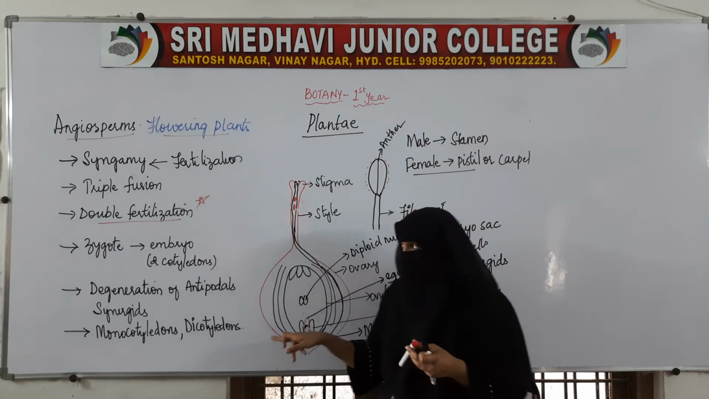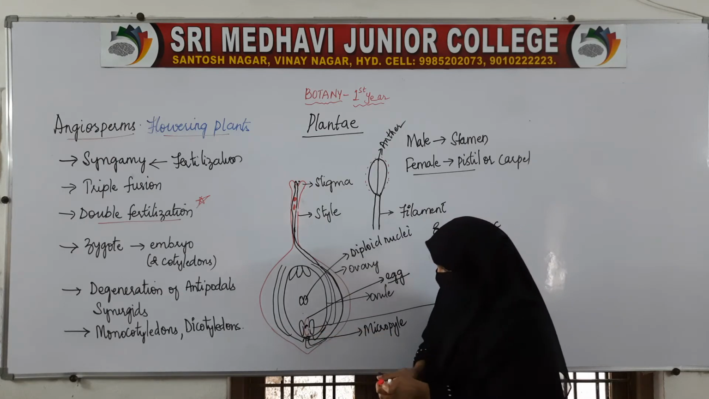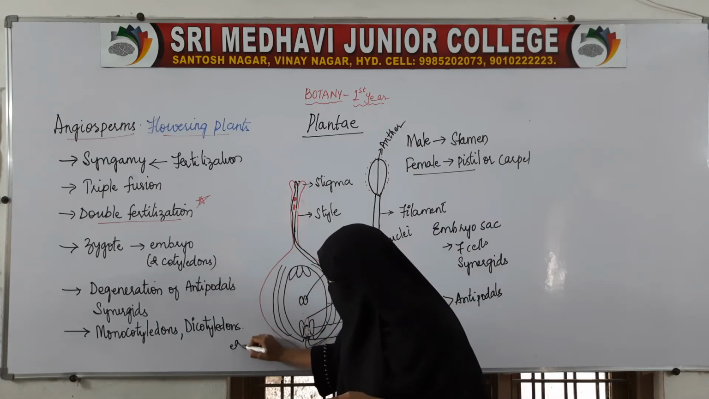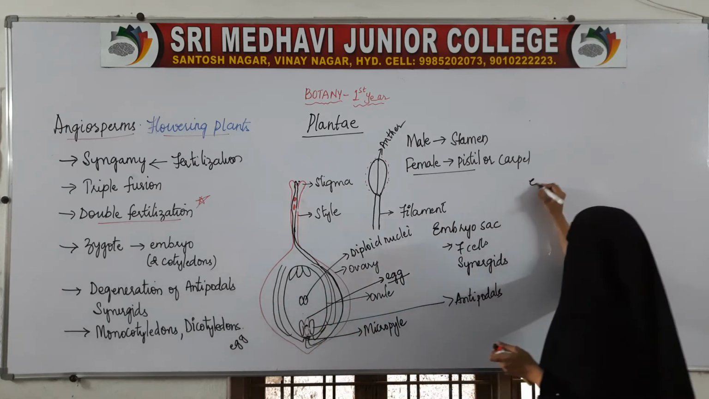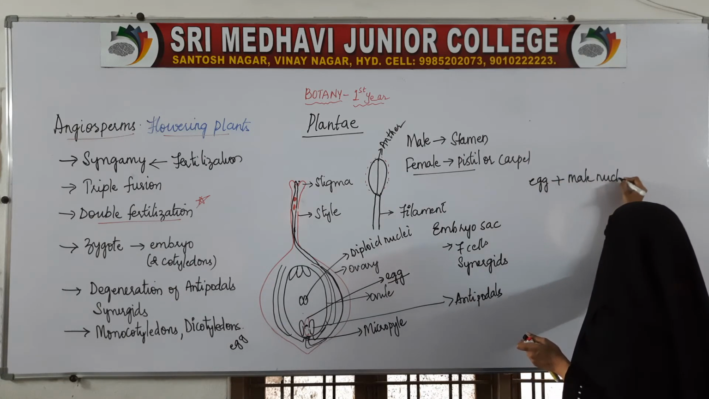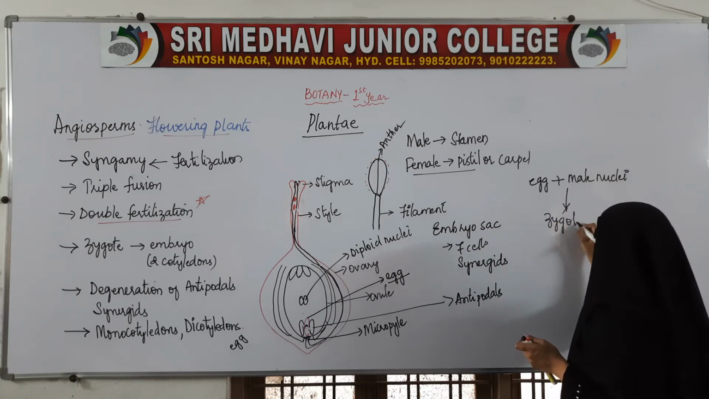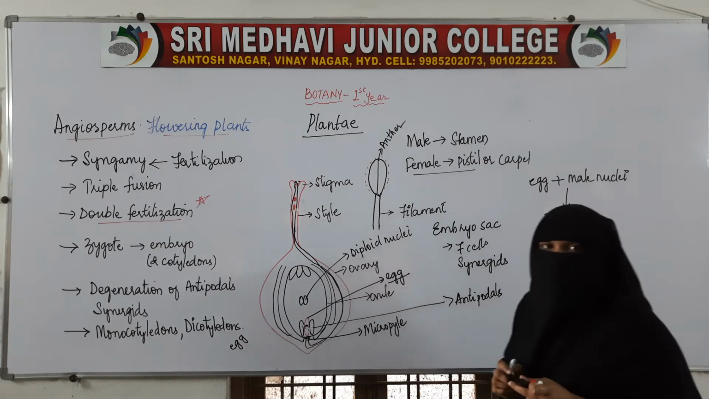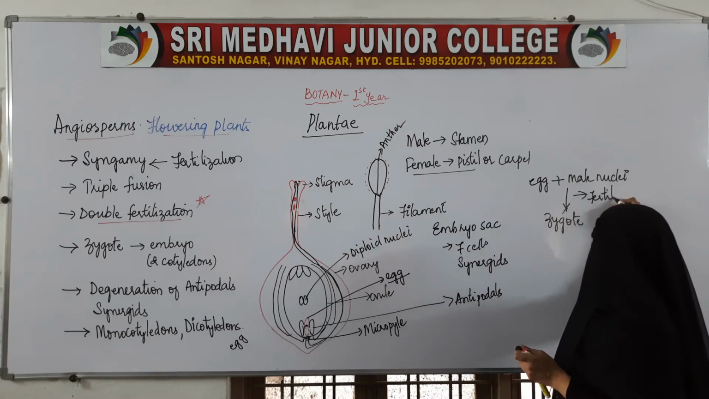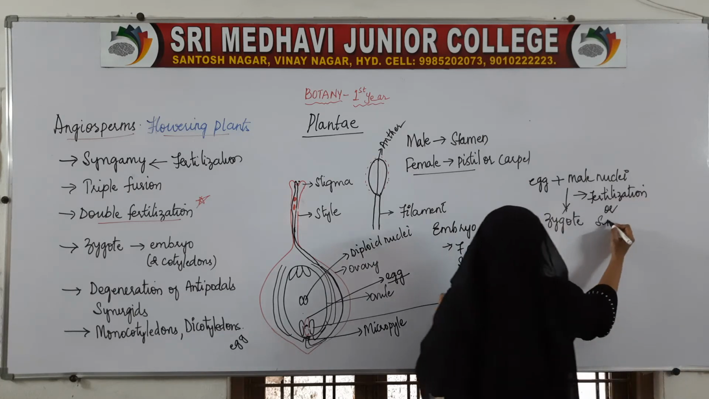Now this zygote: after the fusion of the egg with the male nucleus, what happens? The egg fuses with the male nucleus, and when it fuses with the male nucleus, it forms the zygote. So this is fertilization or syngamy.